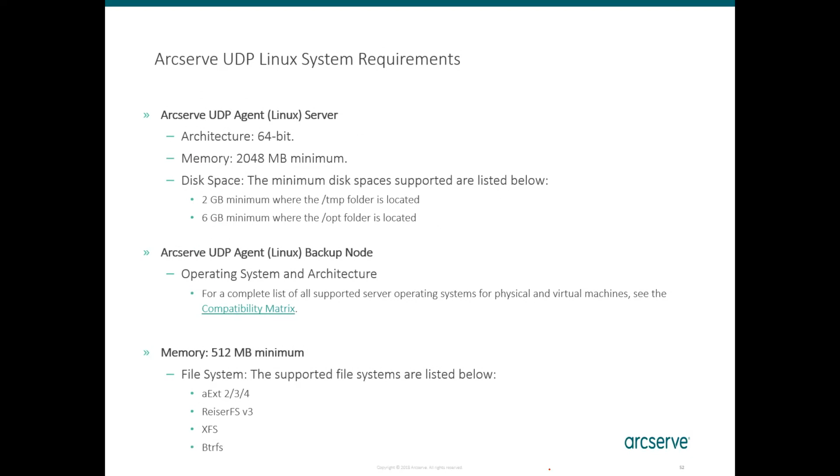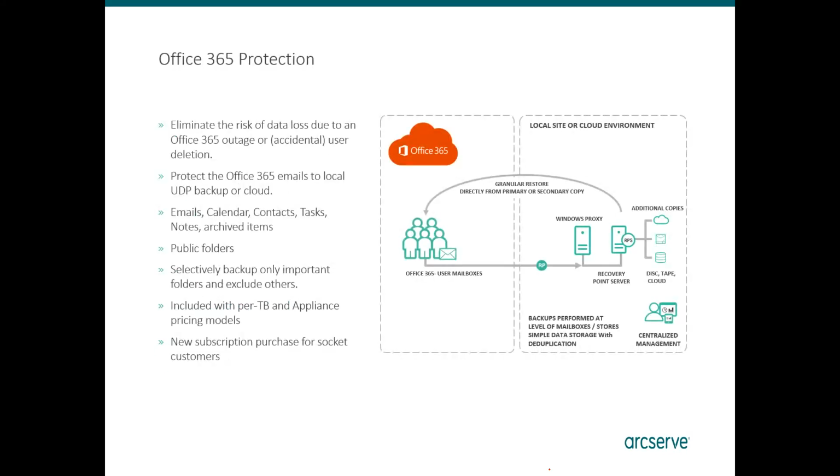Now for Linux, Linux requires a server. This acts as a proxy method as well. So we don't have to deploy any other Linux agents, just the proxy Linux server provides the protection. 64 bit, 2 gigs is all that's required, 6 gig space. We support many different types of operating systems and file systems. Just like the agentless proxy server, Windows can also act as a proxy to your Office 365 and SharePoint.